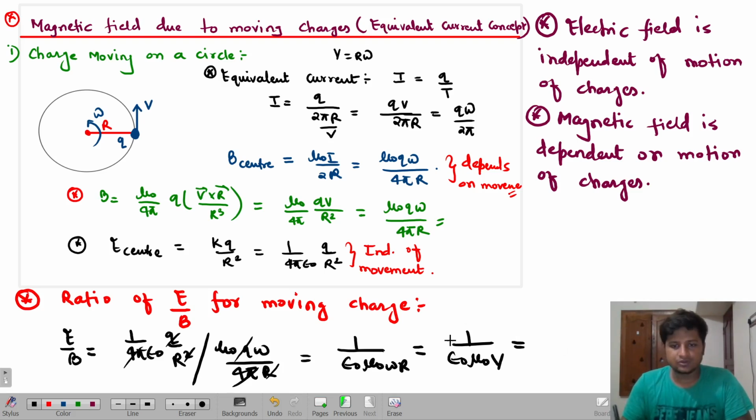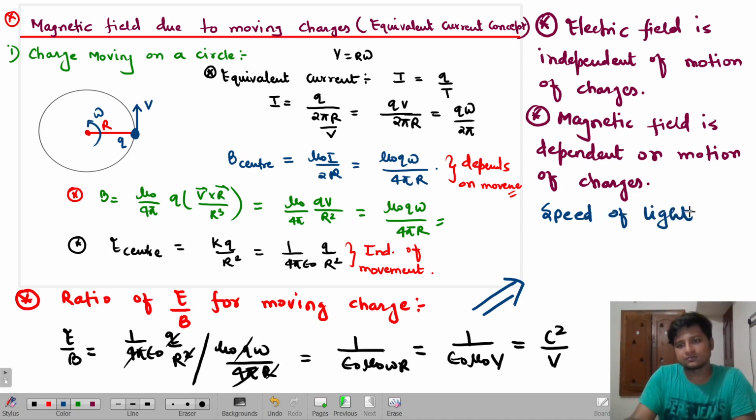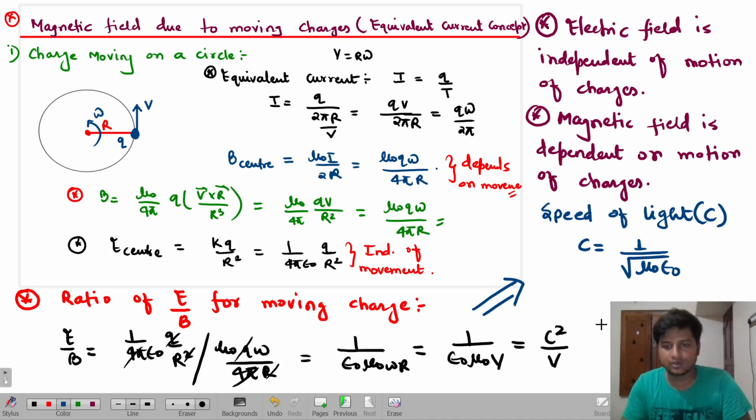But then we define this whole thing as c square by v. So E by B, from here, we define a quantity called the speed of light, which is called c, and that is nothing but 1 by root over mu naught epsilon naught. Are you able to get me or not? And therefore, E by B always provides you, for a moving charge, the speed of light. Is that clear or not?